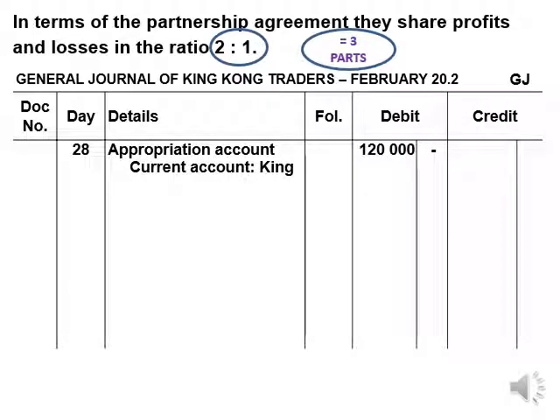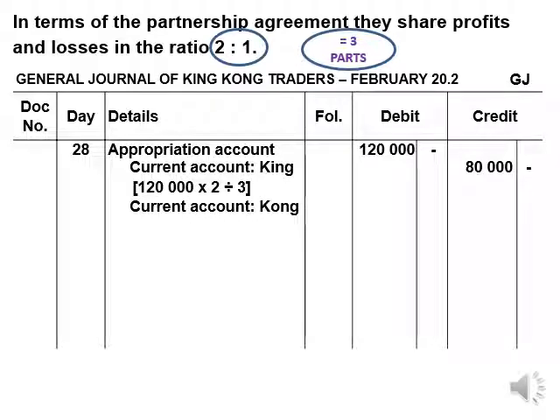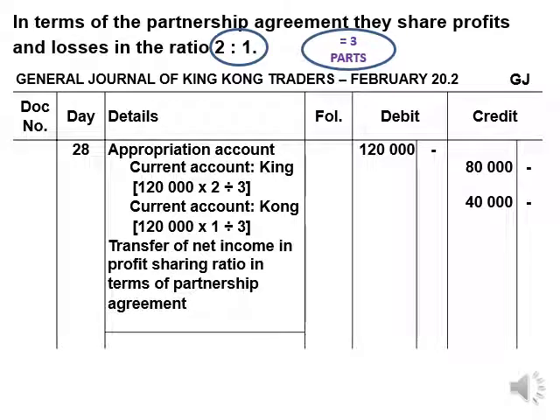So current account King, that is the first partner, he will get 2 out of the 3. Okay, so it's 120,000 times 2 divided by 3. So we will credit the current account of King with 80,000. We will also credit the current account of Kong, but he only gets 1 part. So it's 120,000 times 1 divided by 3. And that equals 40,000. So that is to accommodate the transfer of the net profit to the different partners.